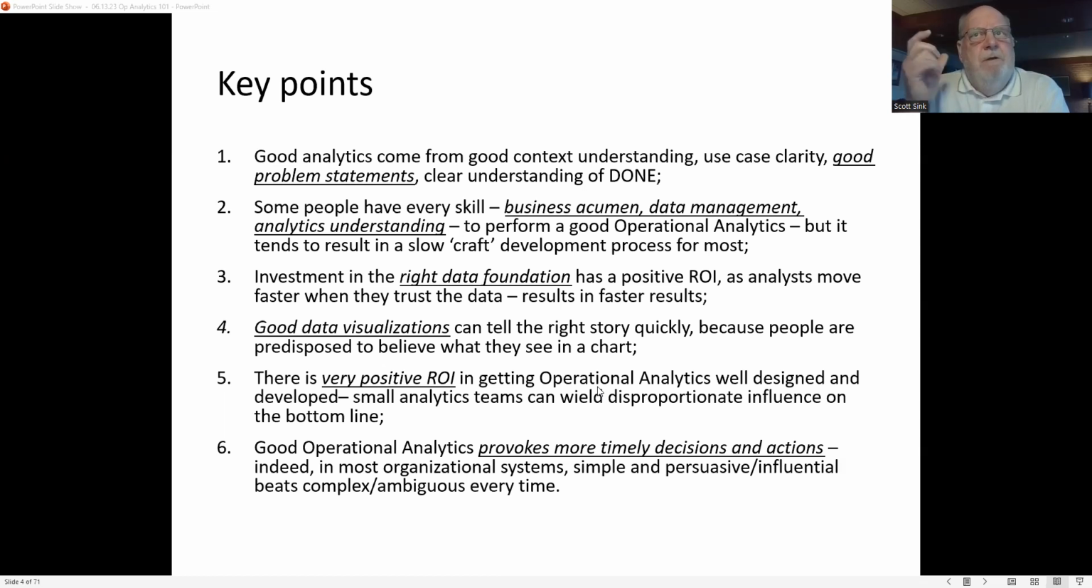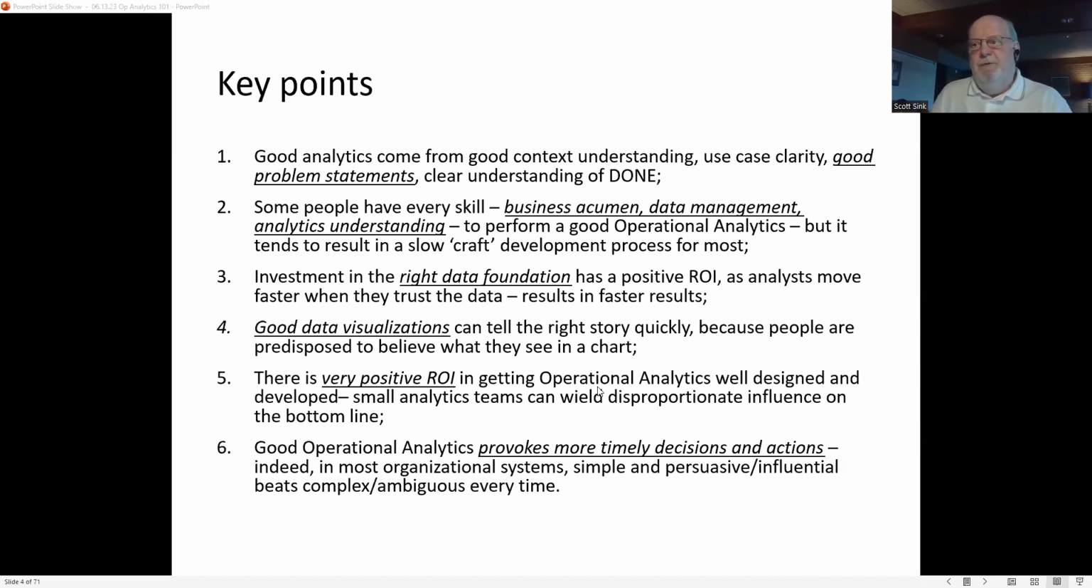So I think first and foremost, good analytics comes from a good understanding of the context within which the measurement work, the analytics work, is being done. I think that being a good analyst is an art and a science. There's a bit of both, and it requires business acumen. It requires a good understanding of data management: how you get data, how you store data, how you manage data, and then also how you convert data into information and ultimately portray it so that it provokes timely decisions and actions. And some people have all those skills. Oftentimes you find people that have part of those skills.